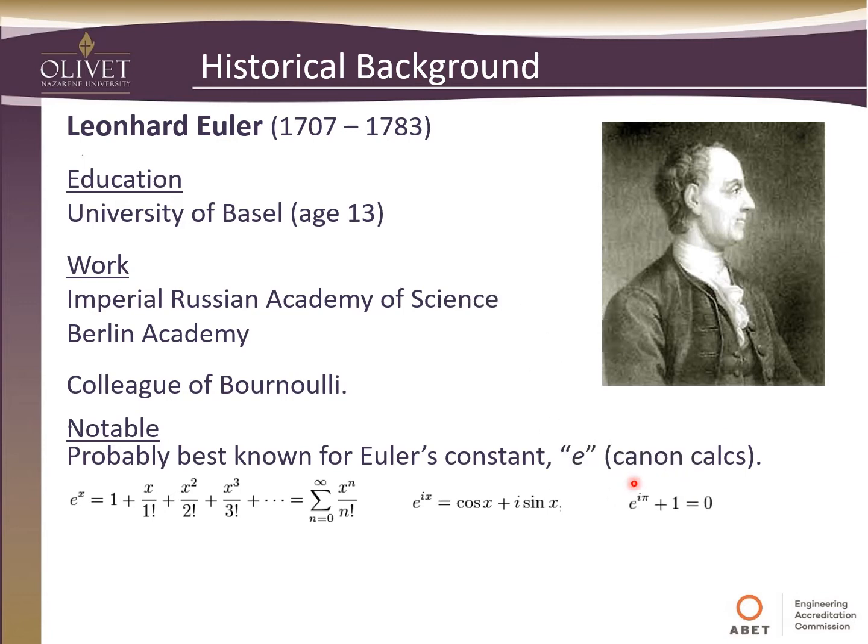This equation right here is considered by many to be the most incredible equation in mathematics, and I think it is definitely a contender. I mean, if you think about it, you have an irrational number to the power of an imaginary irrational number plus 1 is equal to 0. I mean, I could spend a lecture on this and what this means, and it's amazing that Euler was able to come up with that relationship.